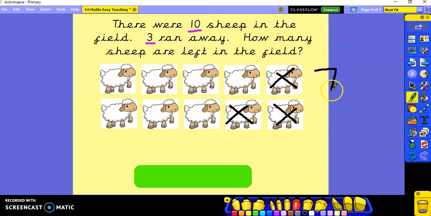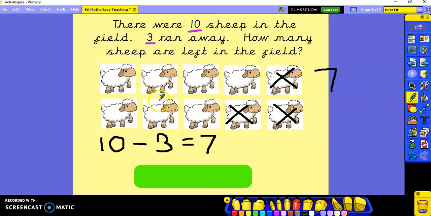There are 7 left. Now again, I could write this as a number sentence. So 10, and we're taking away 3. So we're starting off with that bigger number because that's how many we started with, 10 sheep in the field. We're taking away 3 that ran away, and the answer, it equals 7 because there are 7 left.